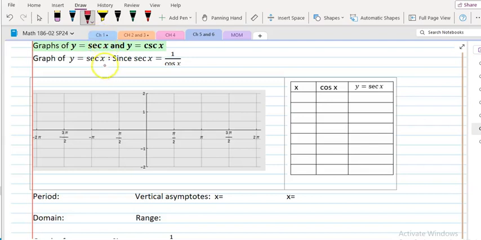Hello pre-calculus student, this video is for chapter 6.2, graph of secant and cosecant function. So we'll talk about how to graph secant function first. It turns out to graph secant function, we have to look at its reciprocal function, cosine.